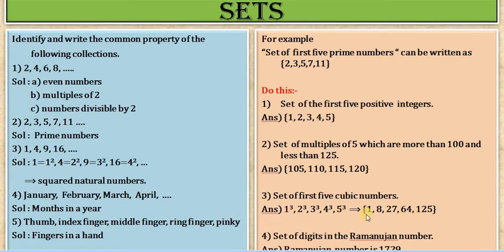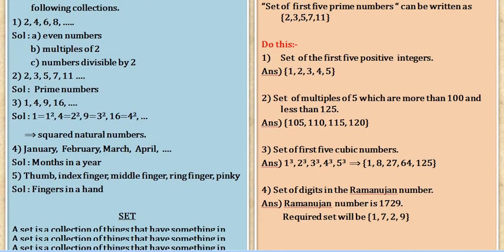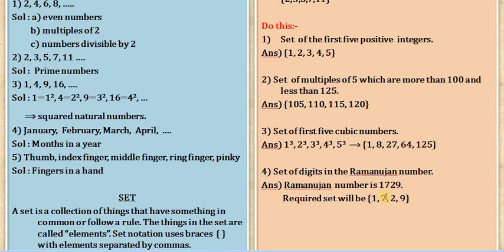Next, fourth one, set of digits in Ramanujan number. What is Ramanujan number? You know, it is 1729, isn't it? Now what are the digits existing in this? Yes, 1, 7, 2, 9. So we write these digits in set form. How do you write this? That is curly bracket 1, 7, 2, 9.